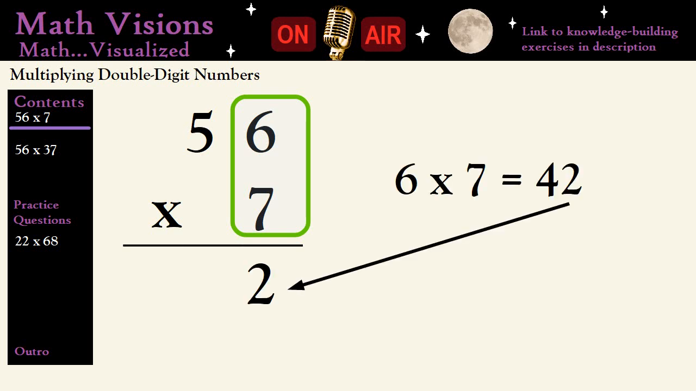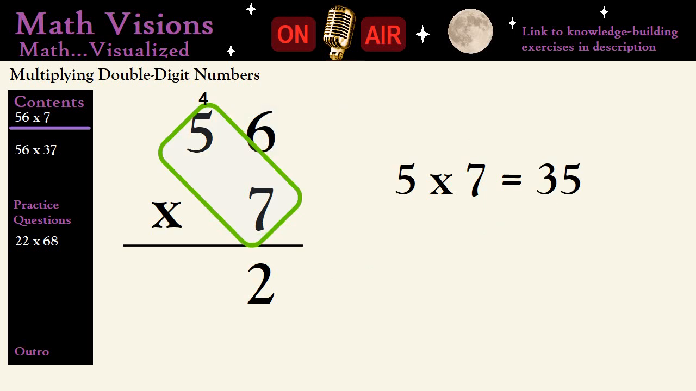Since this is 42, we write 2 in the ones place. Next, we carry 4 and write it above the 5 in 56. Next, we multiply 5 by 7, which is 35. However, we still have the 4 we carried above the 5.